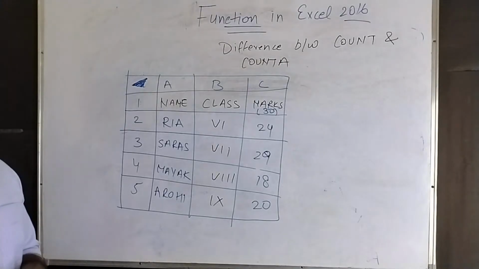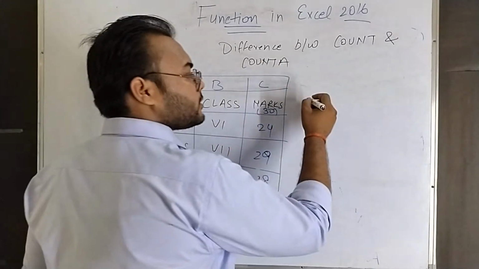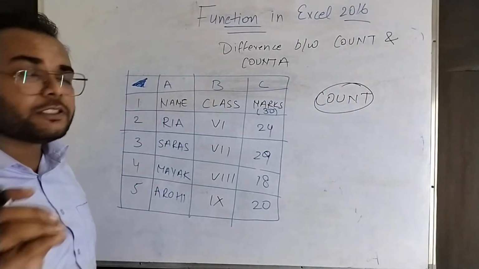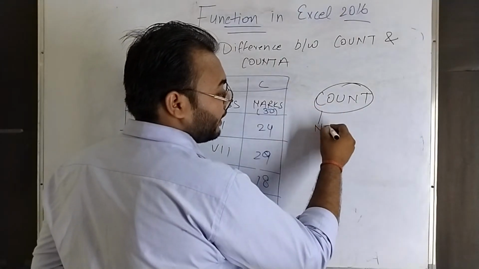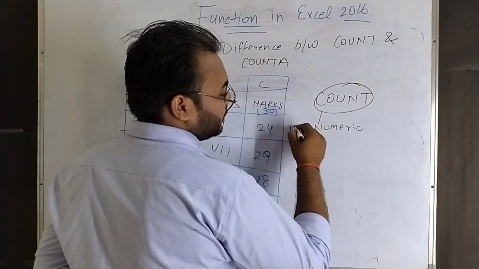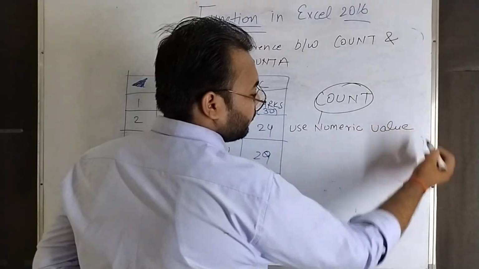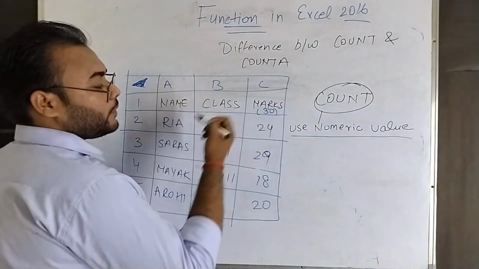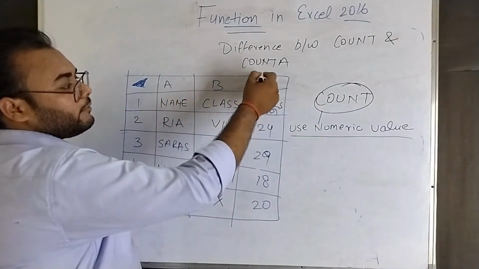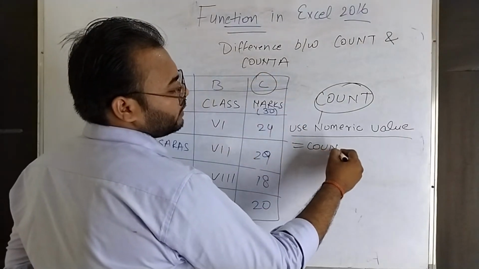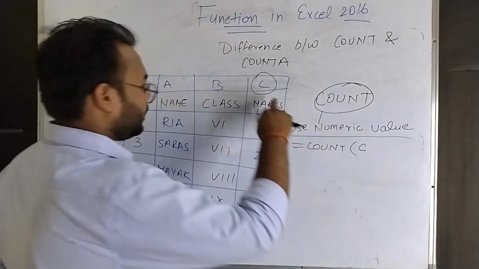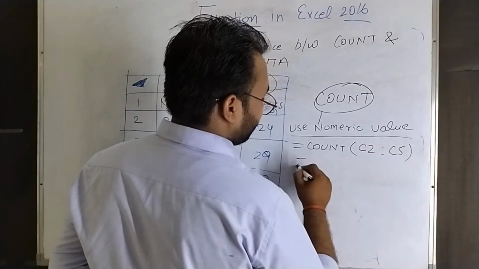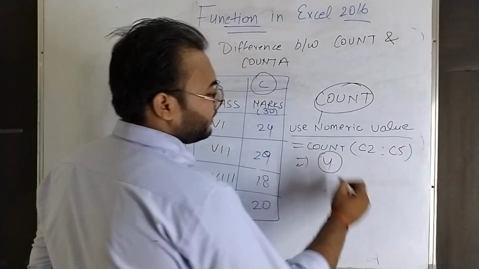Now we are first going to see the count function. What is the count function? The count function is that function which only uses the numeric value. It will count the numeric values. If we use numeric values, then we write equal to count, and then from C2 to C5. It will give how many? 2, 3, 4. The result will be 4.